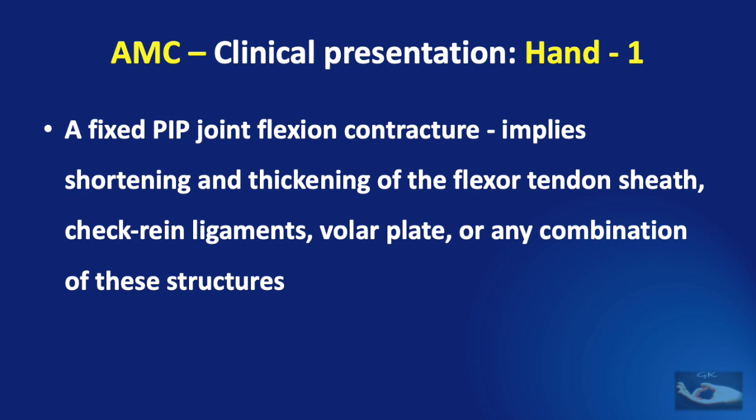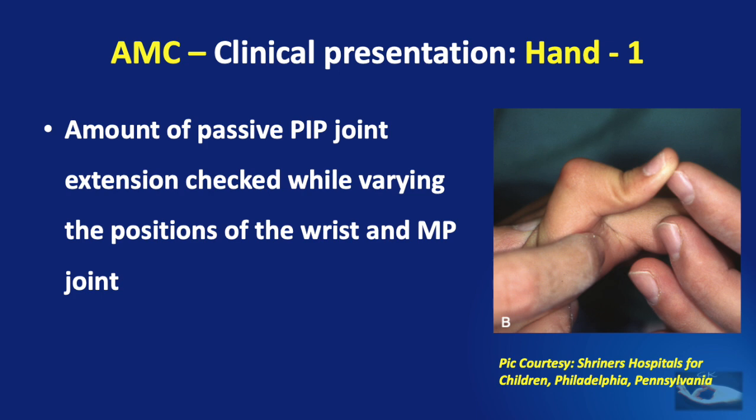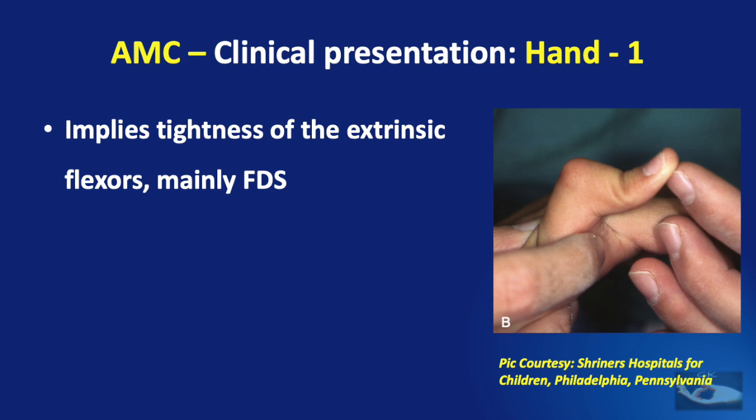A fixed PIP joint flexion contracture implies shortening and thickening of the flexor tendon sheath, check rein ligaments, volar plate, or any combination of these structures. The amount of passive PIP joint extension is determined while varying the positions of the wrist and metacarpophalangeal joint. Flexion of the wrist and metacarpophalangeal joint can often increase the amount of passive PIP joint extension. So this would imply tightness of the extrinsic flexors, mainly the flexor digitorum superficialis.